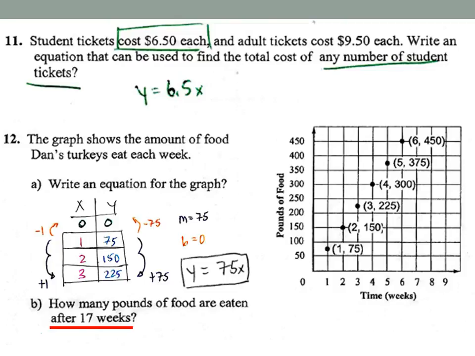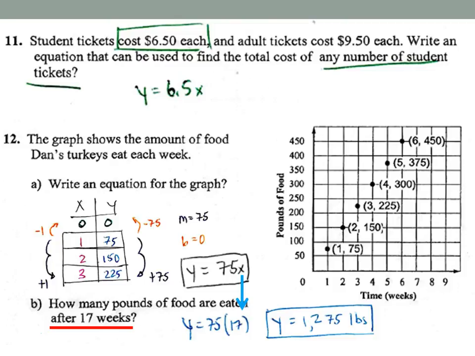Well, guys, 17 weeks. I just plugged that into x, and I got y is equal to 75 times 17. Calculator time! Yeah, 1,275 pounds. That's a heck of a lot of food for 17 weeks of feeding all of those turkeys.